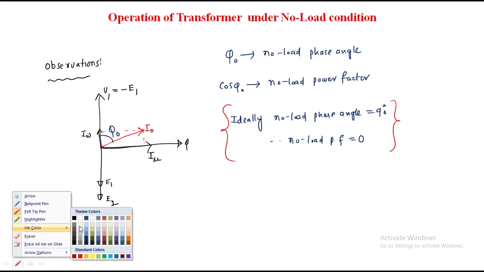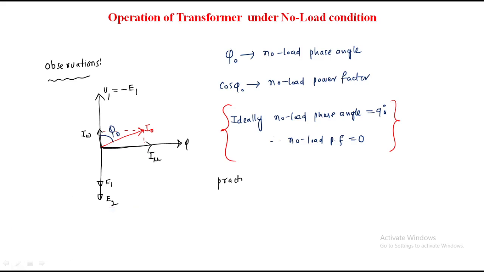But coming to a practical transformer, practically phi naught should be equal to what? Approximately it is 70 to 75 degrees, lagging. Why is it lagging? With respect to current only we have to tell. I naught lags V1 by phi naught. From this, the no load power factor is cos of 70 to 75 degrees, and we can get 0.22 to 0.25 lagging.